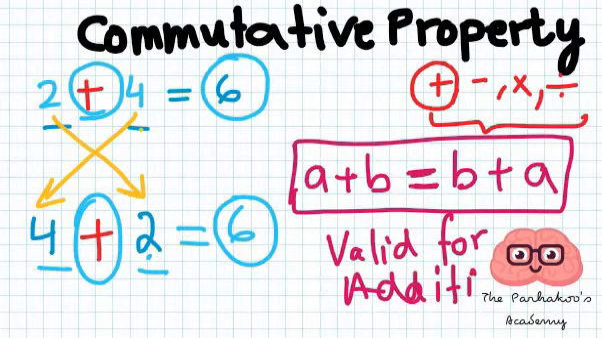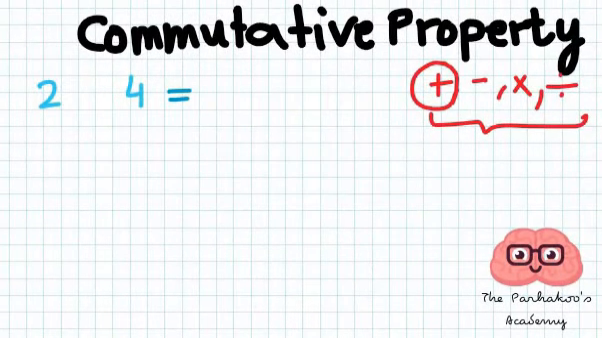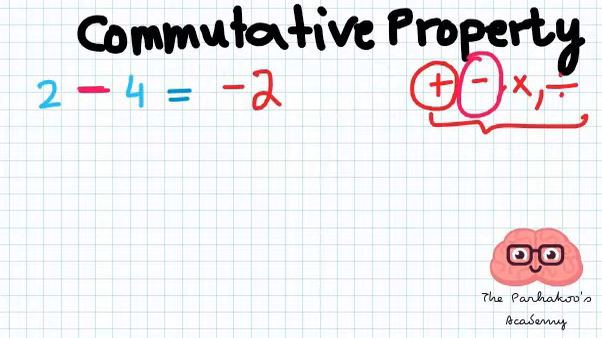That means in addition, the order of the numbers does not matter. Now let's change the sign between these two numbers. Now let's see for subtraction. If I put a minus sign in between these two numbers, so 2 minus 4 is minus 2, right?